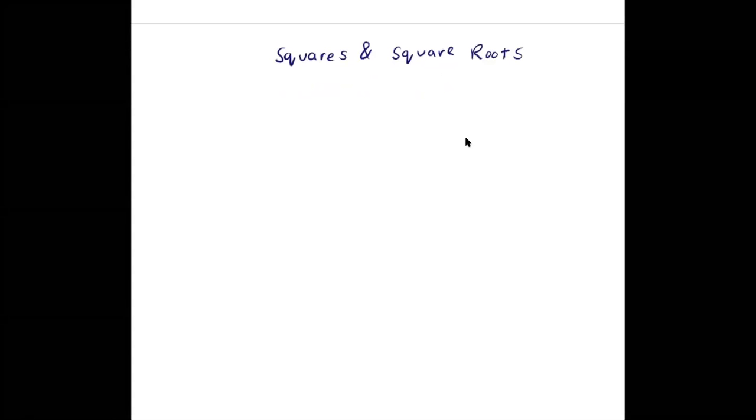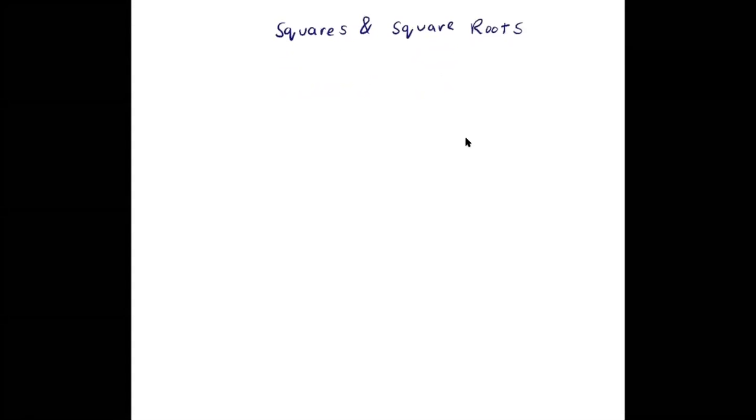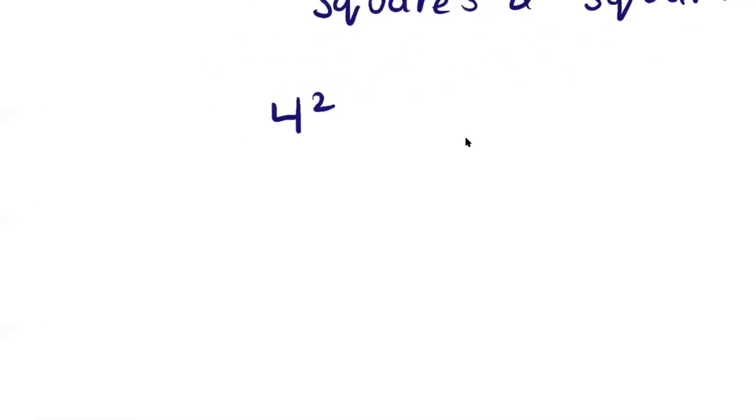So today we're going to be talking a little bit about squares and square roots. So let's get started with squares. So what is a square? Let me go ahead and write something out for you. So we have this here. What is this? 4 and then a little 2 above it. So what does that mean?